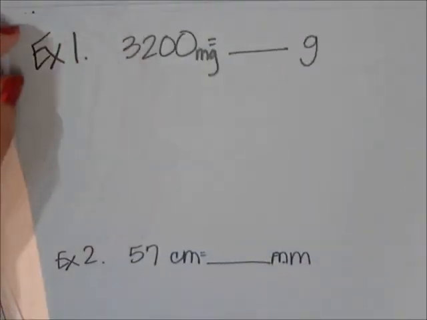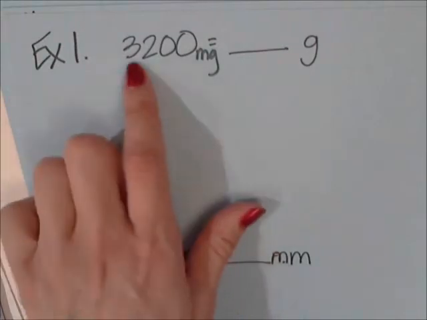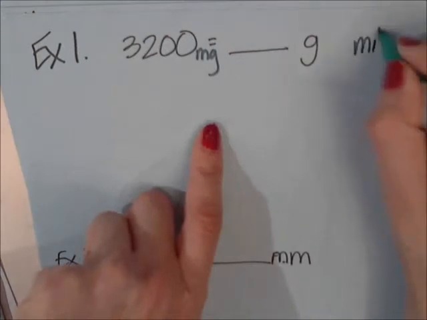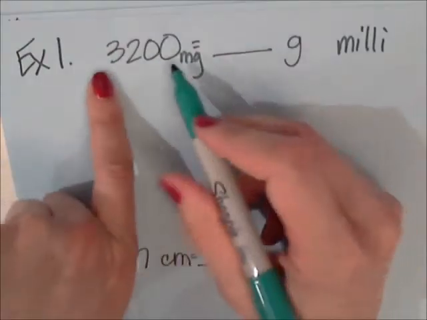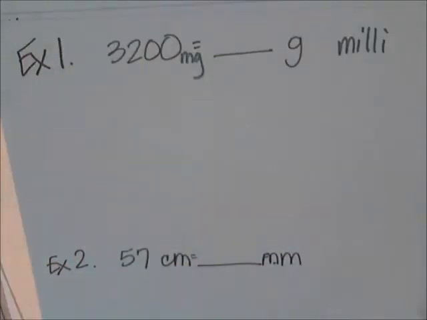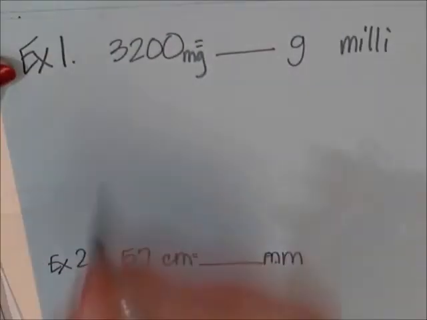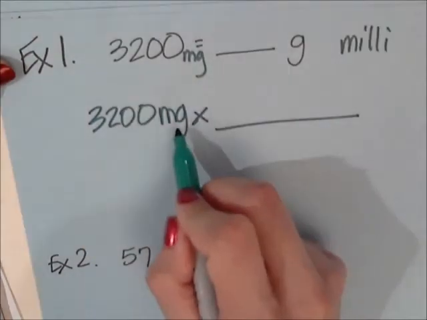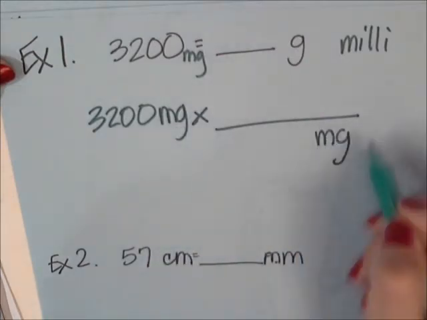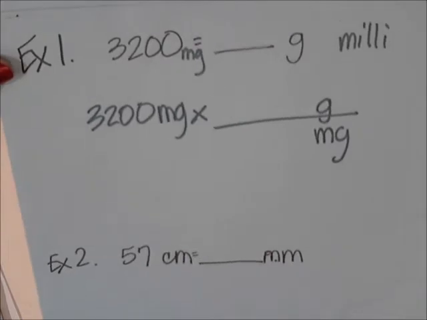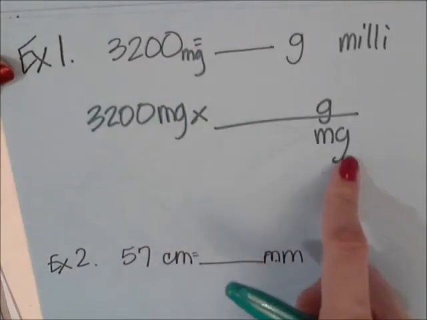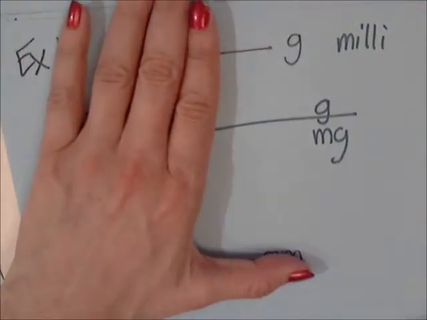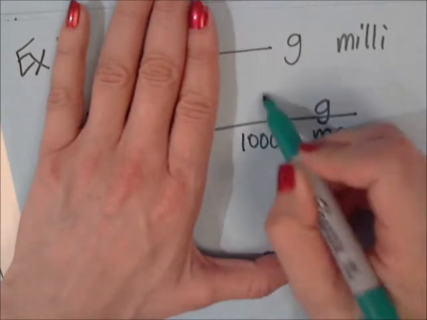Our first problem requires us to convert 3,200 milligrams into grams. I know that milli means 1/1000th. We're going to use conversion factors to do all of our converting. My first step is to write 3,200 milligrams, and then I'm going to multiply. Now I'm going to put milligrams on the bottom and grams on the top. It's very important that I have milligrams across from one another. Now I'm going to cover this up and think, how many milligrams are in a gram? I know that there are 1,000 milligrams in 1 gram.